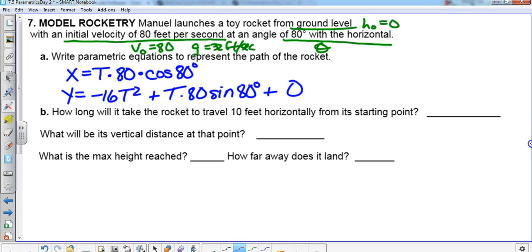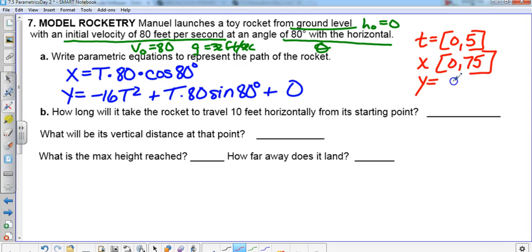All right, what's an appropriate window before we try to type this in? How long do you think it's going to take to hit the ground? We'll go 5 seconds? Yeah. Okay. How far away do you think it's going to go? 75? Let's do 74. And how high do you think it's going to go? All right. I don't know if that's appropriate or not. We're going to try it.